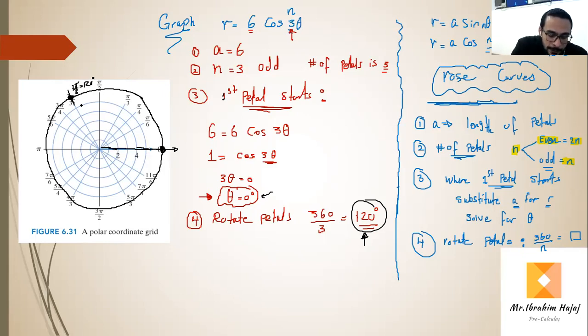The third point is what? 240. I go from 120 and add another 120, so we are at 240. 240 times pi over 180 to convert it to radians gives what, guys? 4 pi over 3. Yes, 4 pi over 3, on the sixth circle. Where is 4 pi over 3? It's here. And the sixth circle, number 6, why? Because the A, which is 6, represents the length of the petal.